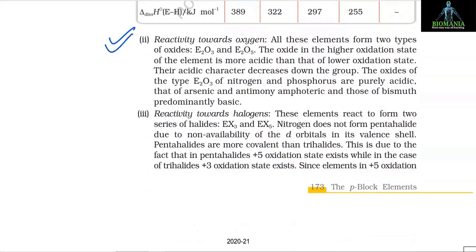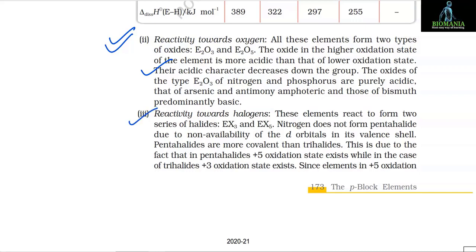Number 2. Reactivity towards oxygen. All these elements form two types of oxides, E2O3 and E2O5. The oxide in the higher oxidation state of the element is more acidic than that of lower oxidation state. Their acidic character decreases down the group. The oxides of the type E2O3 of nitrogen and phosphorus are purely acidic, that of arsenic and antimony amphoteric, and those of bismuth predominantly basic.